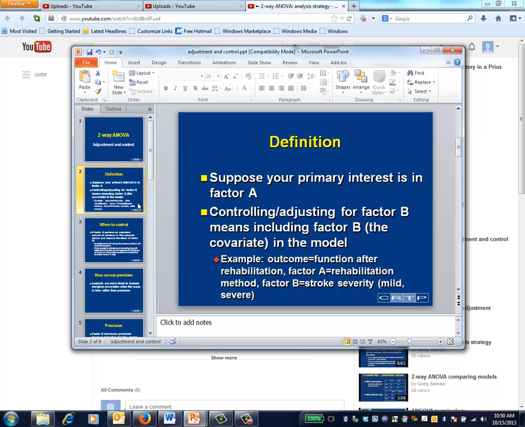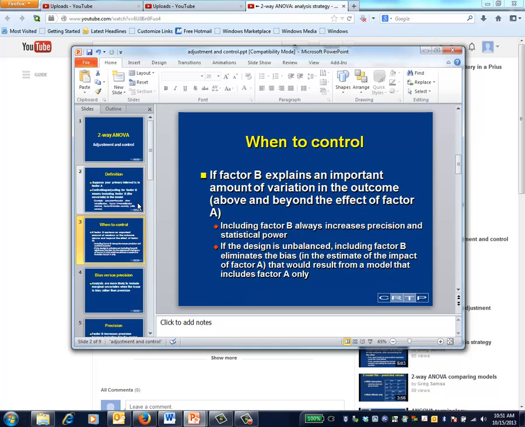relatively less so. For example, in a study of post-stroke rehabilitation, with the outcome being functional status at the end of rehab, the rehabilitation method would be factor A, whereas the level of stroke severity would be factor B. Stroke severity is important because it's strongly related to outcome, but it isn't important to you as determining which rehabilitation method is better. In this case, stroke severity is called a covariate, and we say that the two-way ANOVA controls for, or adjusts for, stroke severity.